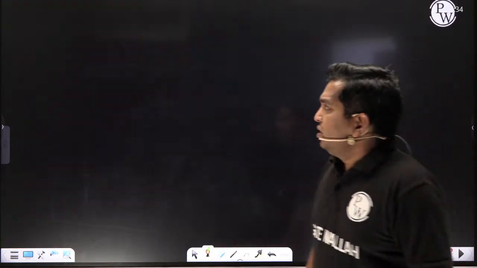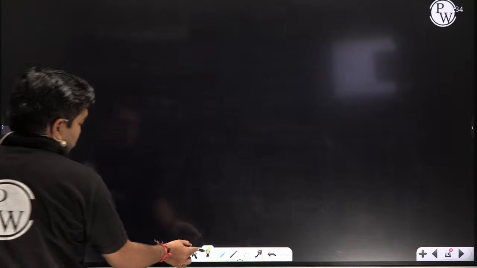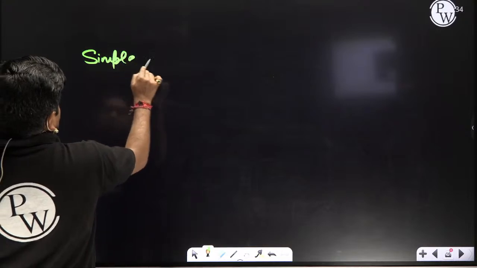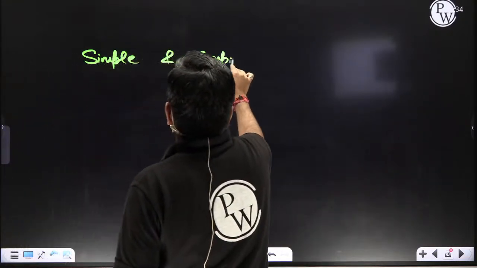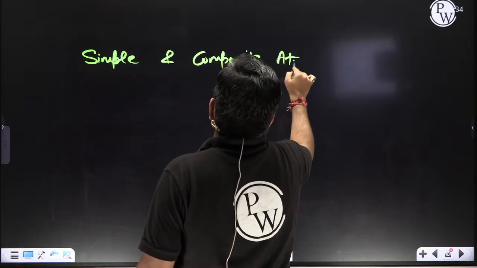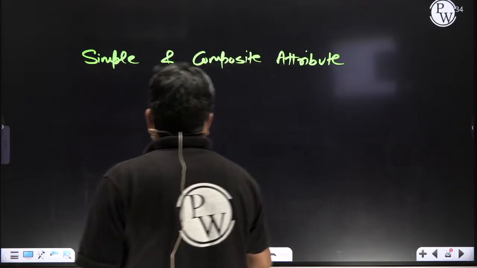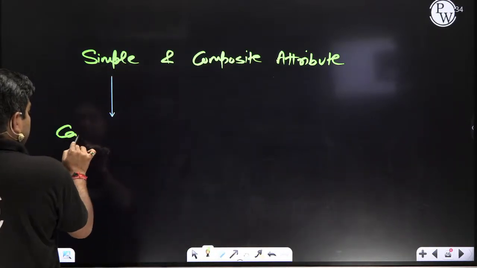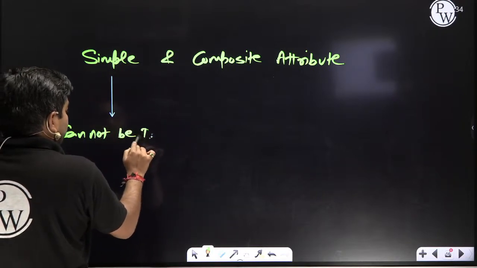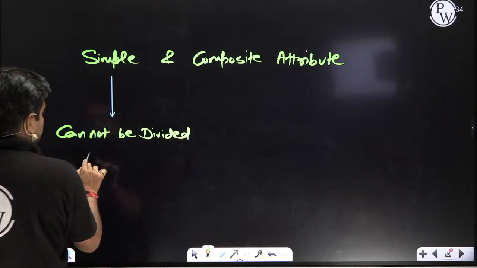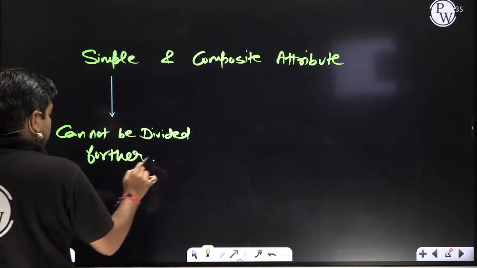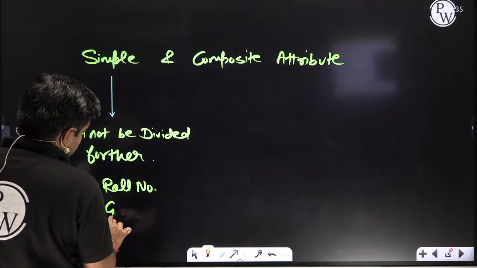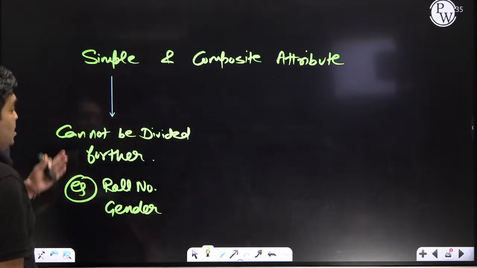Simple means what? Simple and composite. Please put your pen down, everyone. Simple attribute and composite attribute. What is the meaning of simple attribute, my dear? Simple attribute means which cannot be divided further. Example: roll number, gender. This is the simple attribute.